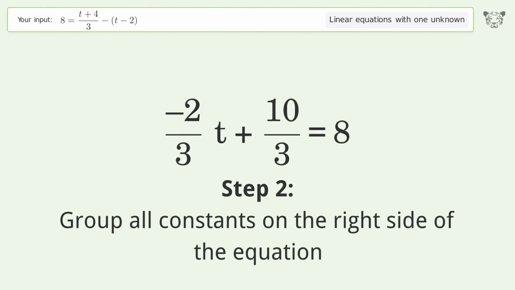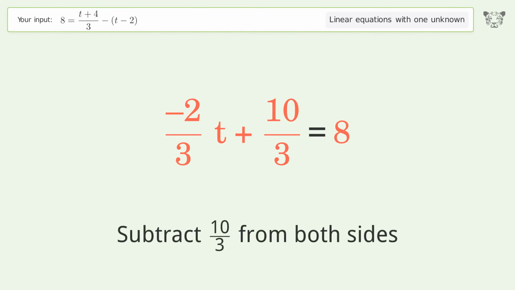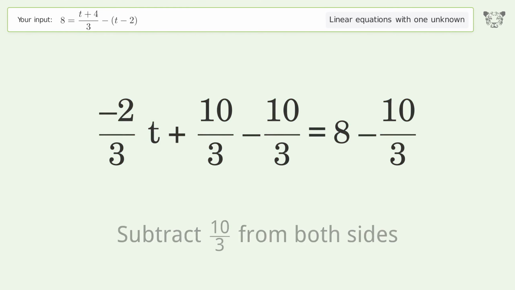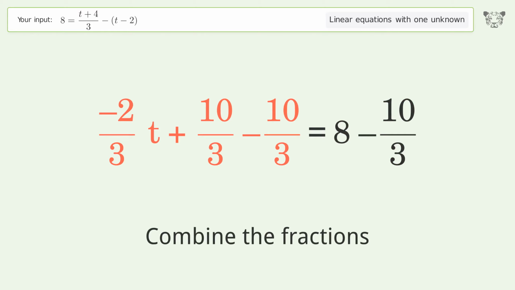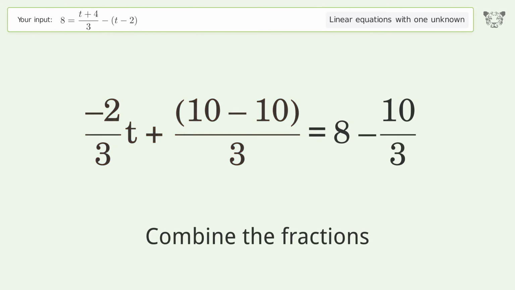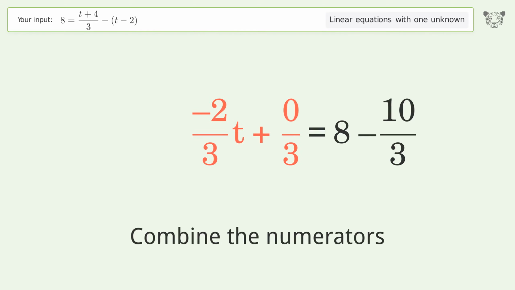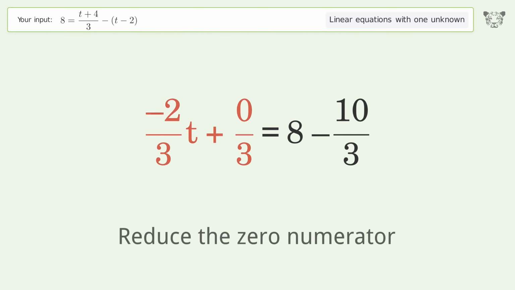Group all constants on the right side of the equation. Subtract 10/3 from both sides. Combine the fractions. Combine the numerators. Reduce the zero numerator.